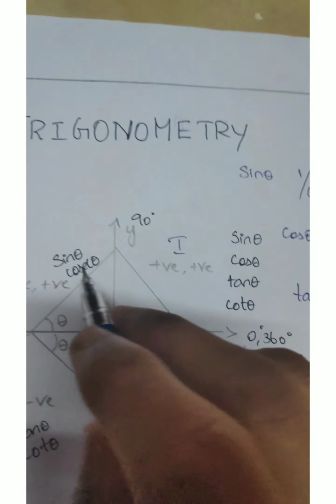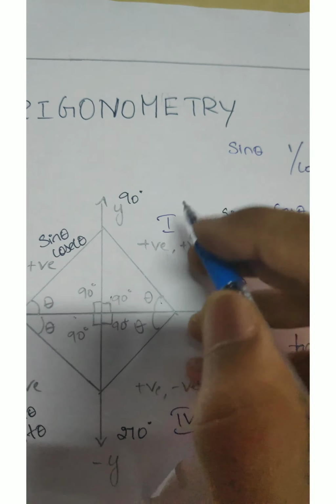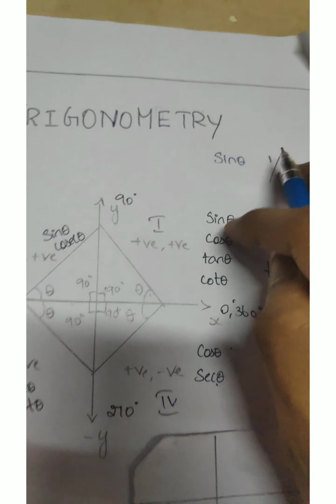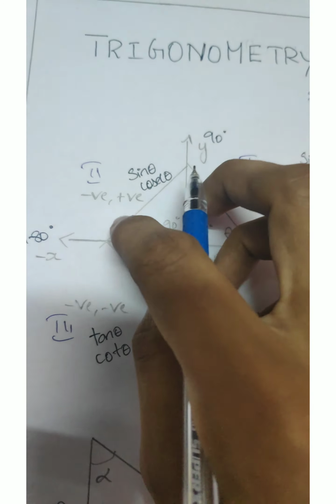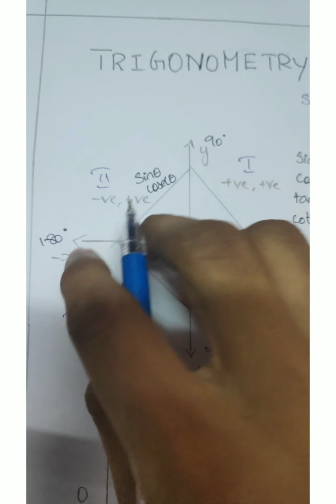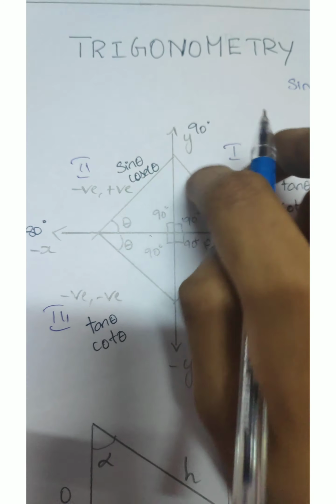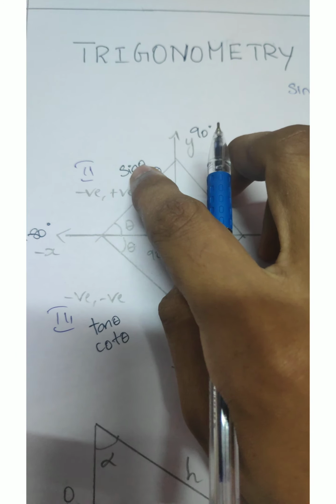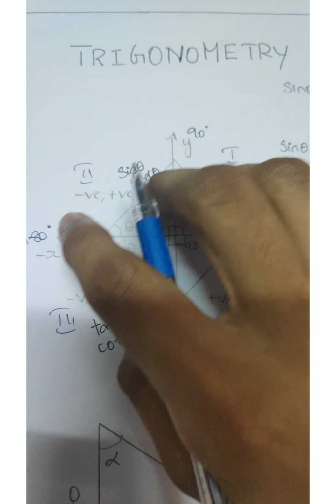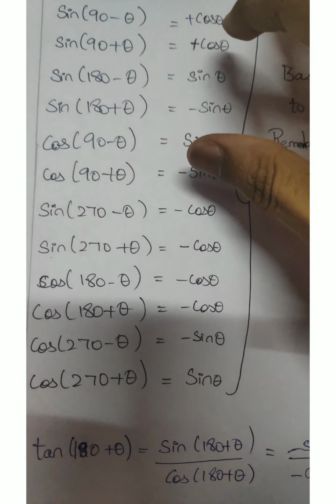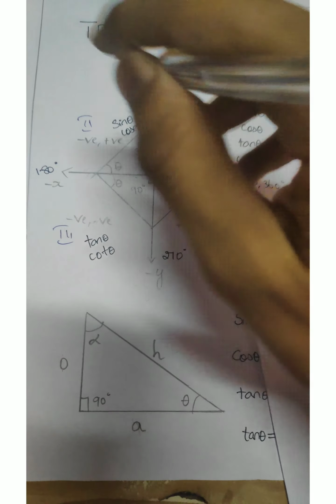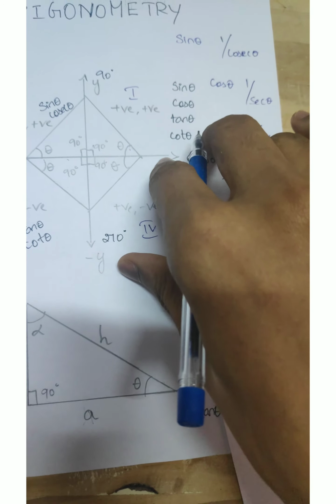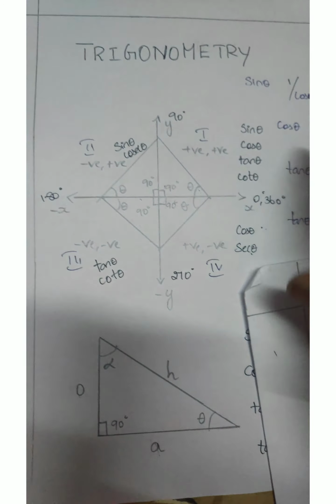Similarly, for cos 90 minus, the cos is positive here, so we should change the trigonometric function, so sin theta is the answer. For cos 90 plus, the second quadrant has the negative x value, so the cos is negative, and we should change the trigonometric function from cos to sin theta, and hence with the negative symbol, minus sin theta is the answer. Similarly, we should find all the trigonometric values. For 90 and 270, we should change the trigonometric function. For 180 and 360, we should not change the function.